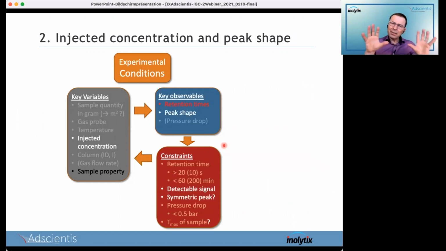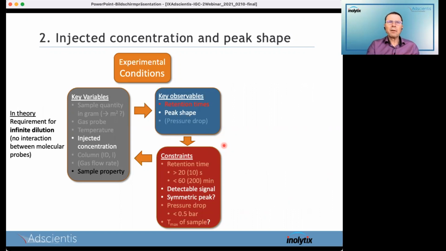Now, the second point of view is about the injected concentration, the peak shape, the detectable signal and the peak symmetry. Let me explain this. The requirement for inverse gas chromatography from the theory is infinite dilution. That means there's no interaction between molecular probes on the surface and on each other. So this is a very defined kind of condition in IGC as such.